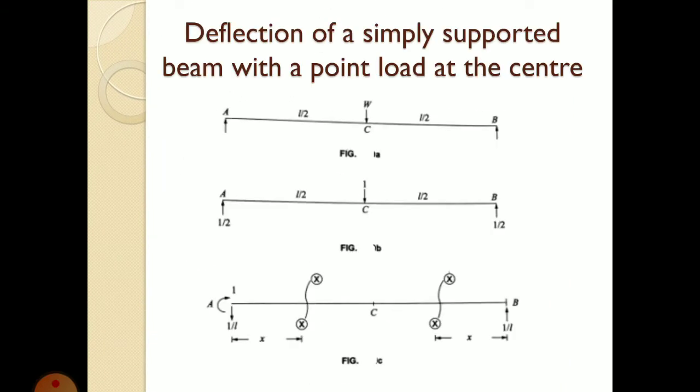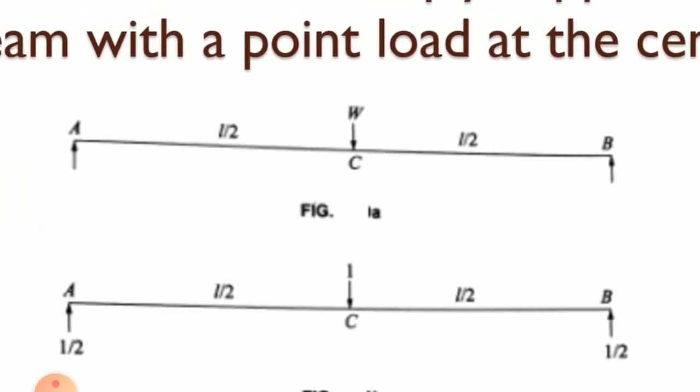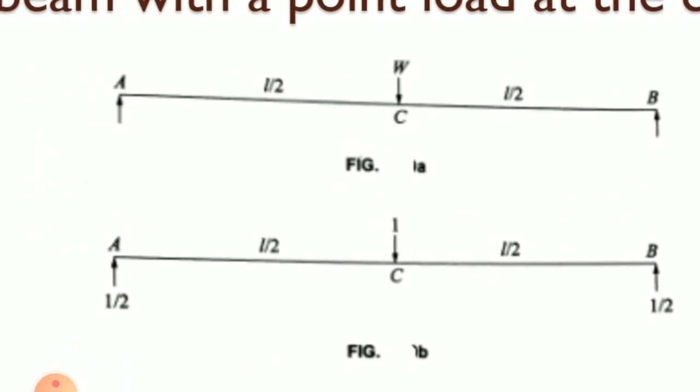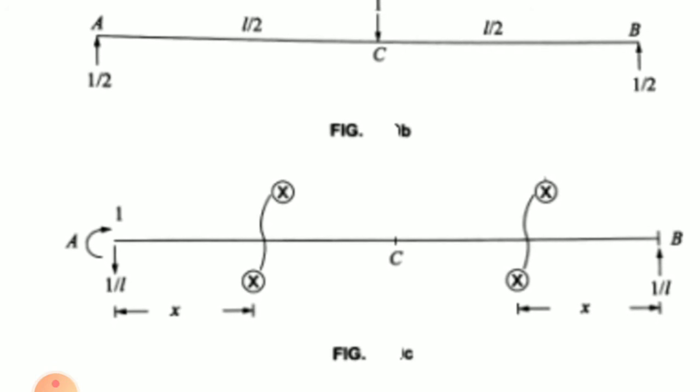Then taking another standard case, that is simply supported beam with a point load at the center, that is W. Then for calculating deflection at the center, apply a unit load at the center. Then the reactions will be, or if you apply a unit moment, that is we require slope at A. So apply a unit moment at A for finding the slope at A.